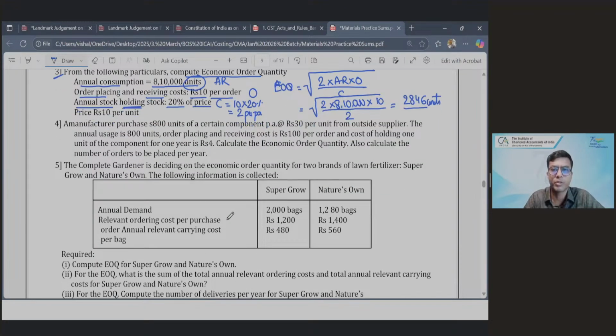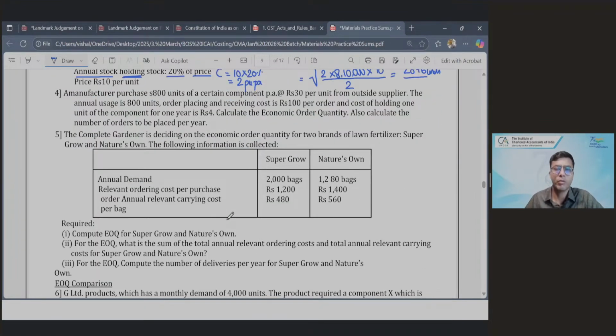Now, next question 4 is simple, so I'm skipping it. You can solve these sums because they are just simply application of the formulae as it is. Now I'll take you to a lengthy question which carries between 4 to 5 marks in exams. And this is a very commonly asked question. Now, what does this question say? There is a Mr. Gardner who is deciding on the EOQ, that is how much he should order every time. And there are two brands of the items which he wants to purchase. What he's trying to purchase is the fertilizers used in his garden. Now, these two brands are named Super Grow and Nature Zone.